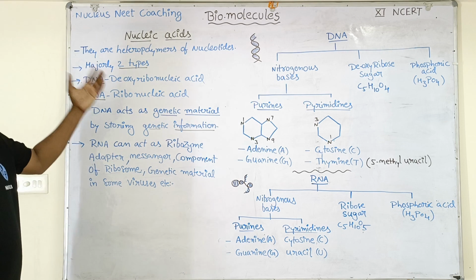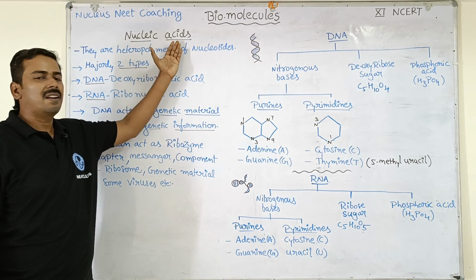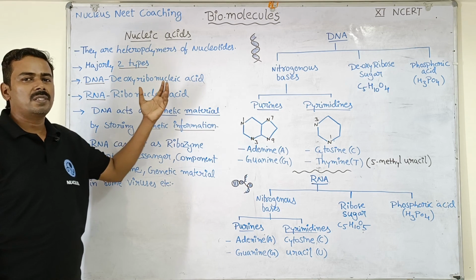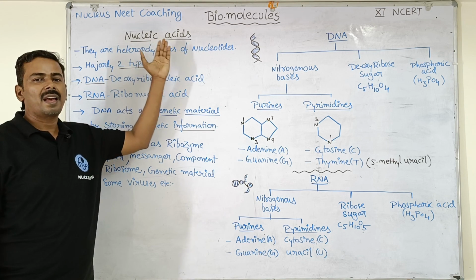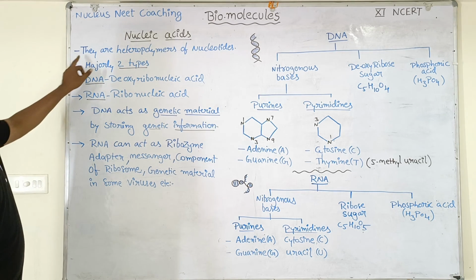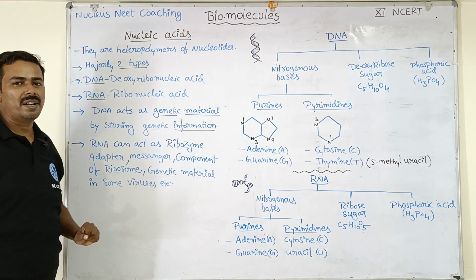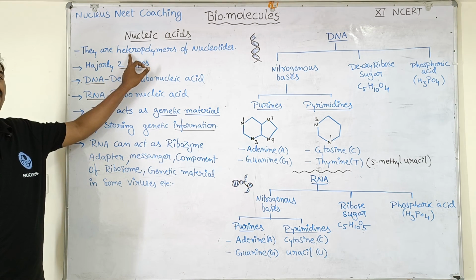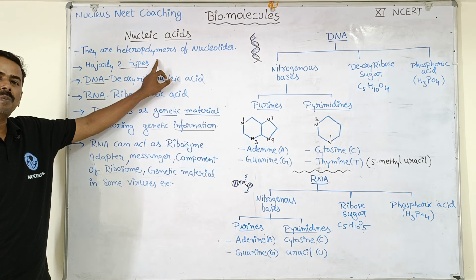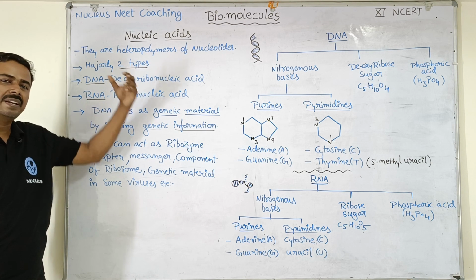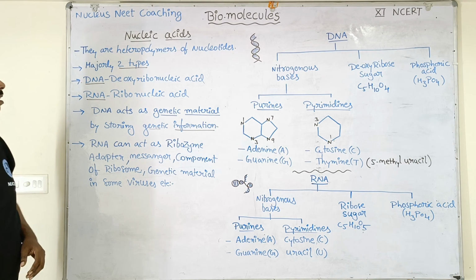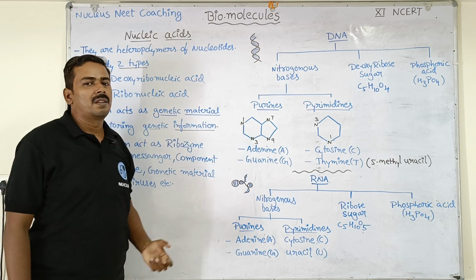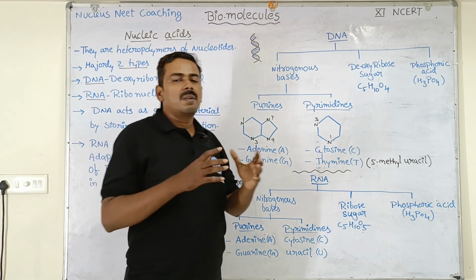Nucleic acids, they are acidic biomolecules. In the name itself it is there, they are acids. Since they were first isolated from the nucleus of pus cells, that's why the name nucleic acids. Chemically, nucleic acids are heteropolymers of nucleotides. What is heteropolymers? Students, hetero means different, polymers means large molecules which are formed by several repeating units called monomers. So what are the repeating units or monomers here? Nucleotides. I will tell you what are nucleotides in a moment.